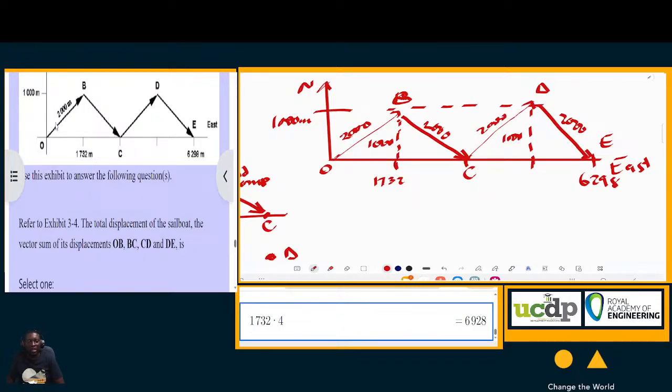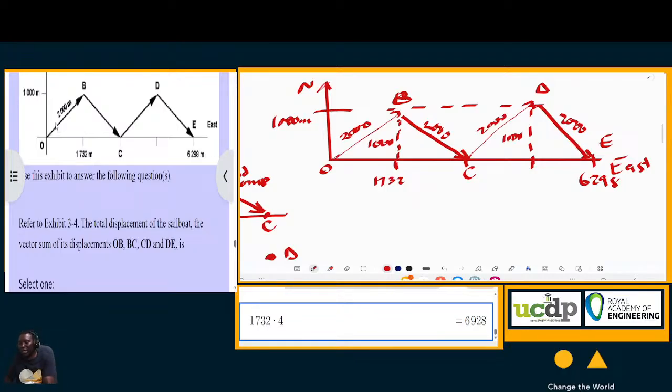Then we see, okay, by the time we get to B, our displacement from O in the east direction is 1732. When we get to C, our displacement in the east direction is 1732 times 2. Okay, yes, Sizole agrees. Thank you for that. So when we get to E, our total displacement is 6298. So it's because it's a distance in that particular direction.